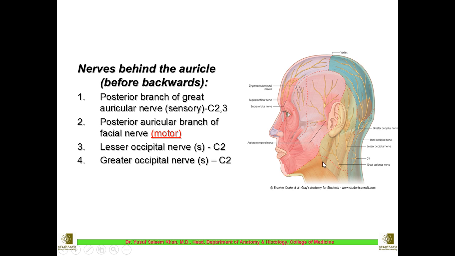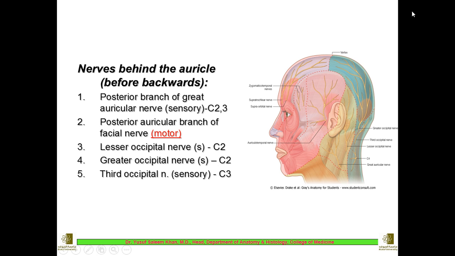Then we have the fourth nerve which is supplying, that is called as the greater occipital nerve. Here is the greater occipital nerve which is supplying a large area of the skin behind the ear. So this is also sensory, and this is again the component of the second cervical nerve.